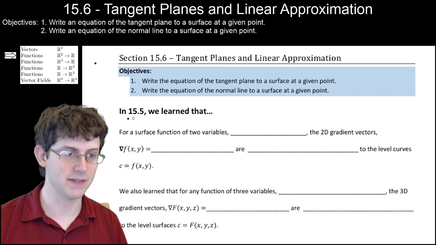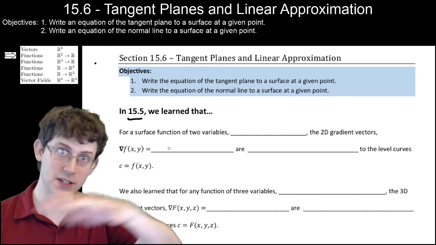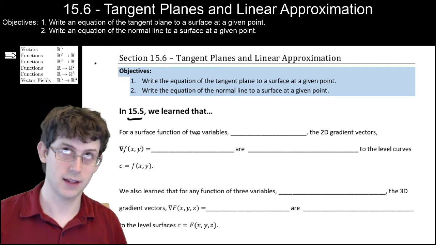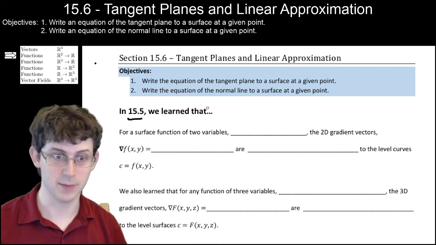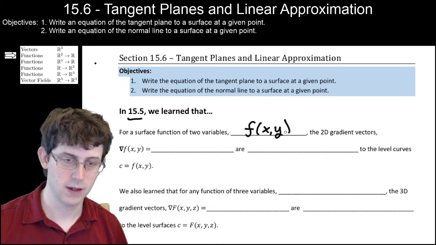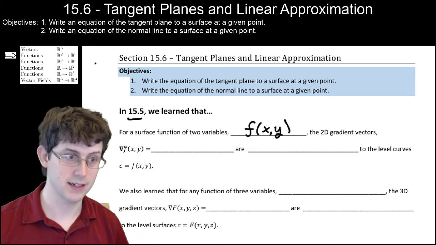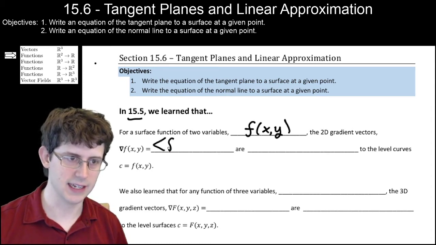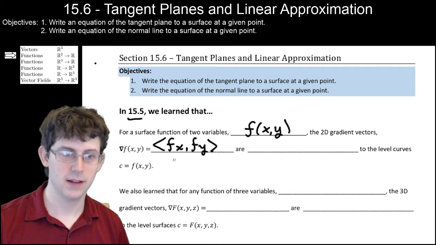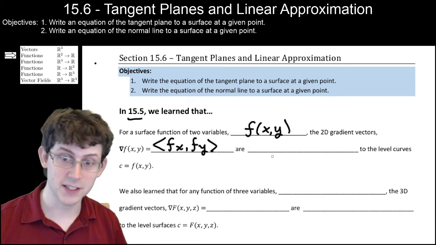In section 15.5, we learned that if you have a surface, which is a function of two variables, like what I've got up here, the input is a point in the plane, the output is a number. Then the gradient vector, del f, is this vector that has the two partial derivatives in it. These gradient vectors are orthogonal to the level curves.